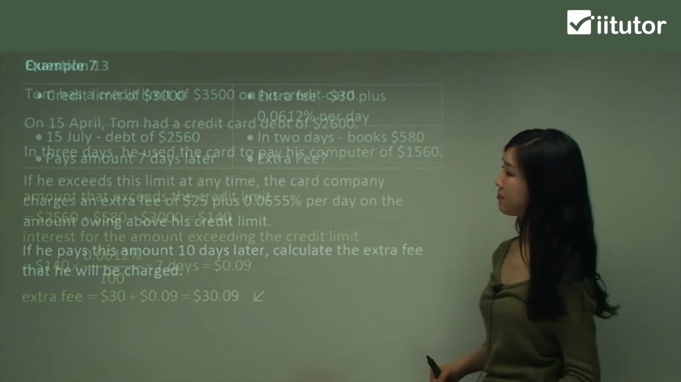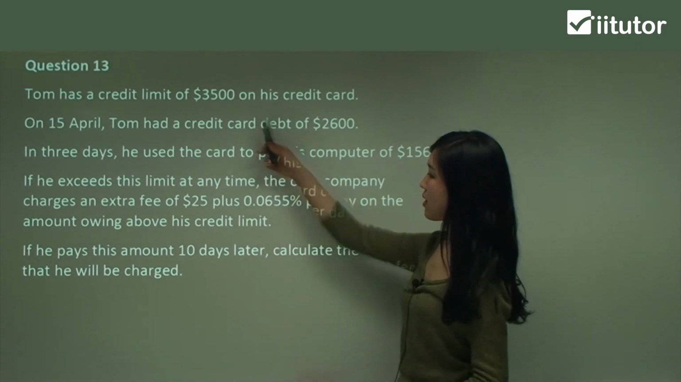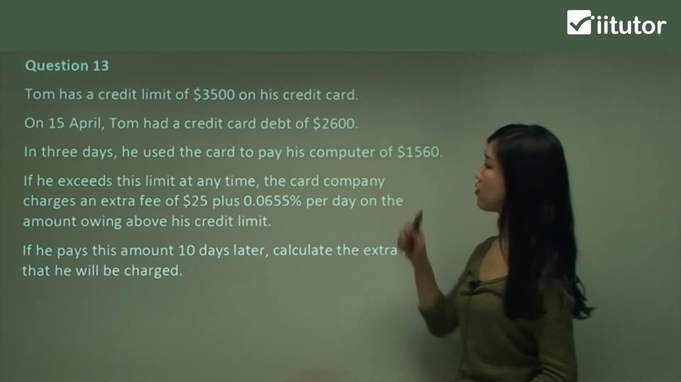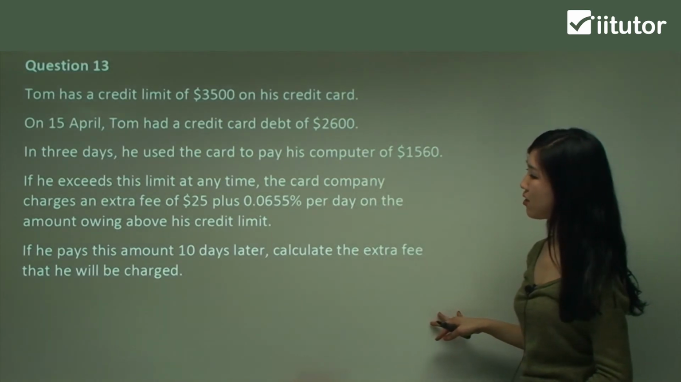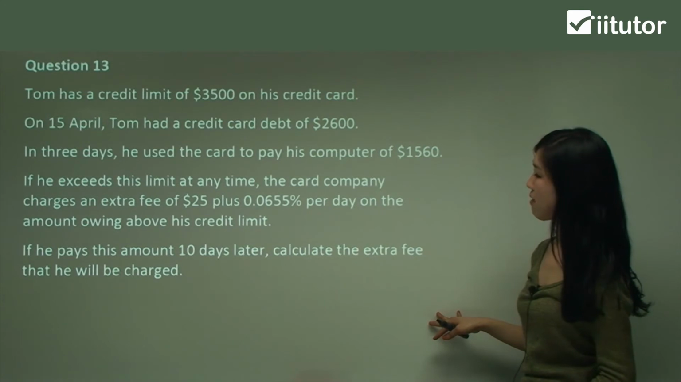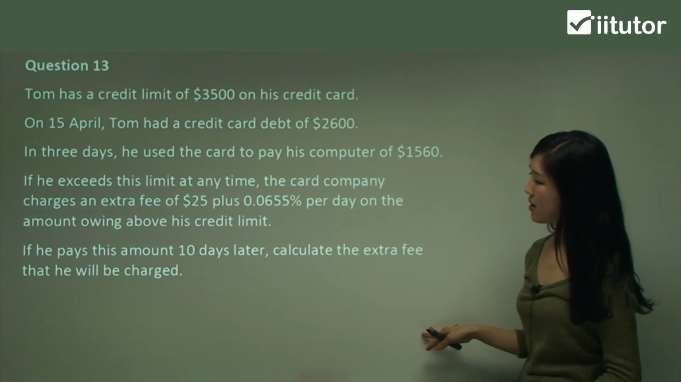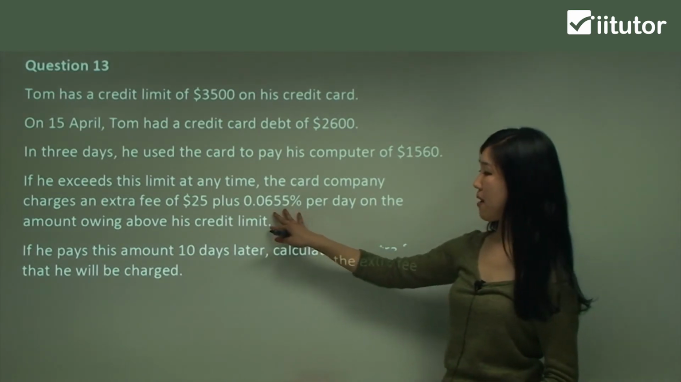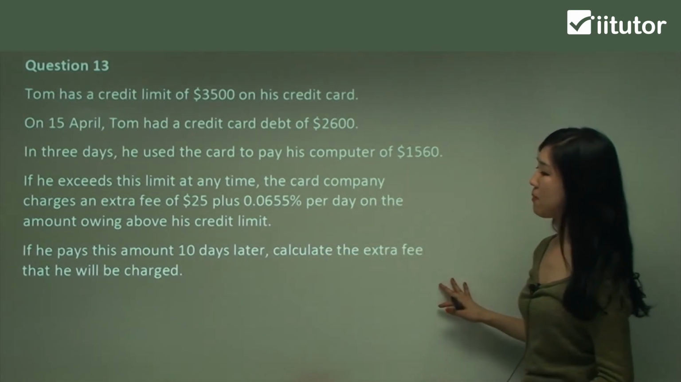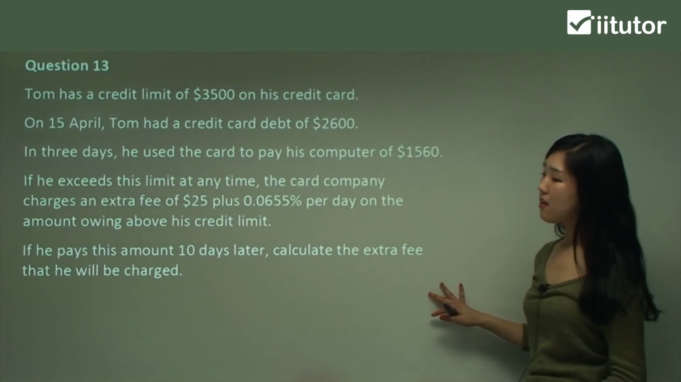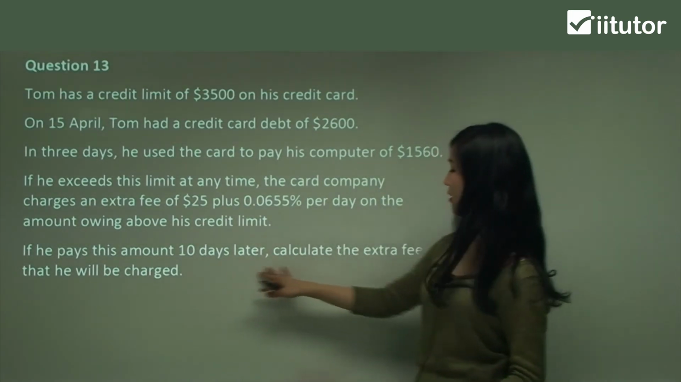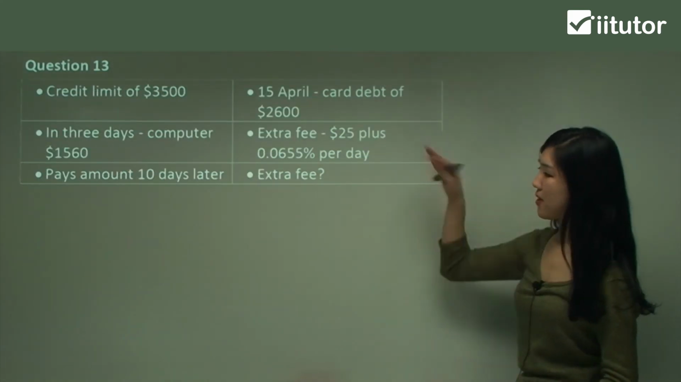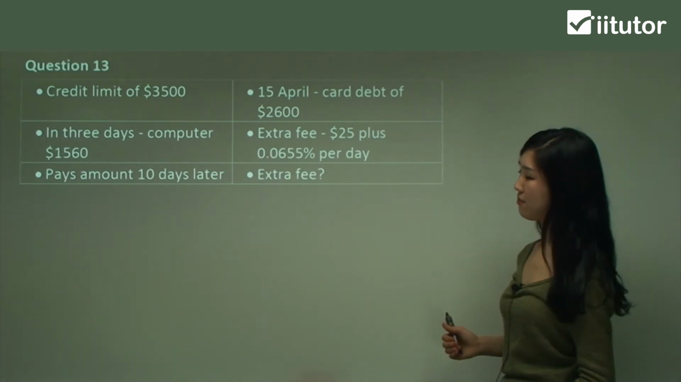Let's try a question. Tom has a credit limit of $3,500 on his credit card. On 15th of April, Tom had a credit card debt of $2,600. In 3 days, he used the card to pay for his computer of $1,560. If he exceeds this limit at any time, the card company charges an extra fee of $25 plus that much percent per day on the amount owing above his credit limit. If he pays this amount 10 days later, calculate the extra fee that he will be charged. Okay, so very similar. I'm going to put the important information up here, so we'll refer to that.